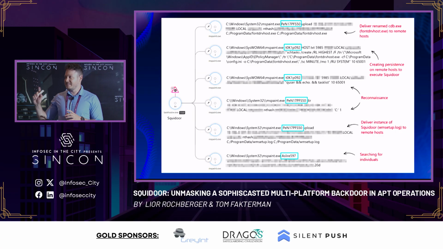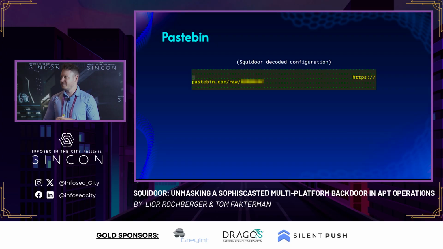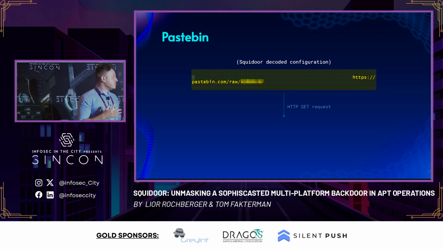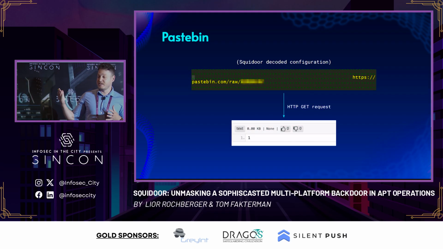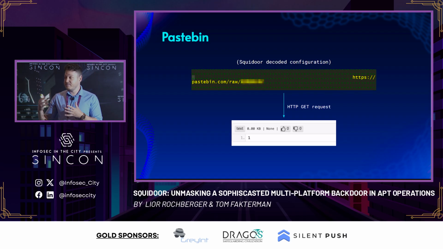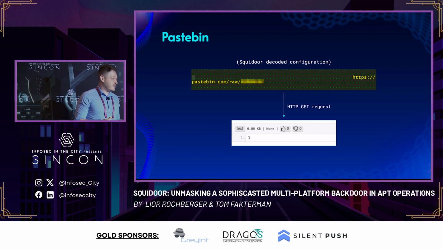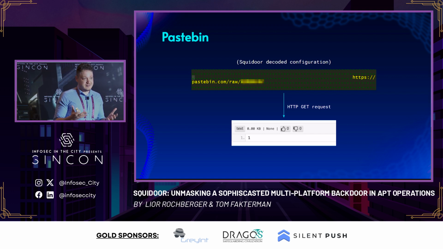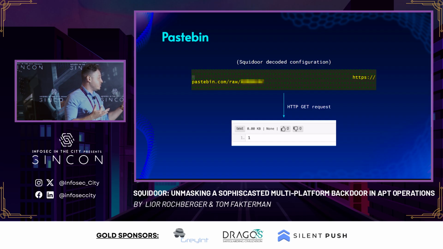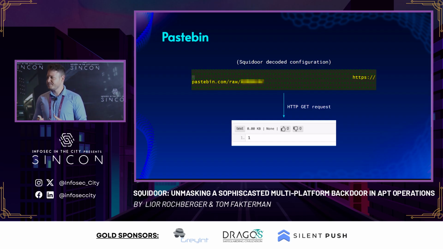There is one last aspect of Squidoor that I want to highlight. Inside Squidoor's configuration, we found a Pastebin URL. And what we saw is that as part of its execution, Squidoor sent an HTTP GET request to that Pastebin URL and retrieved the content, which was only the number 1. And after that, it did absolutely nothing with it. So that made us really curious. Why was Squidoor retrieving this specific Pastebin page? What was it doing with it?